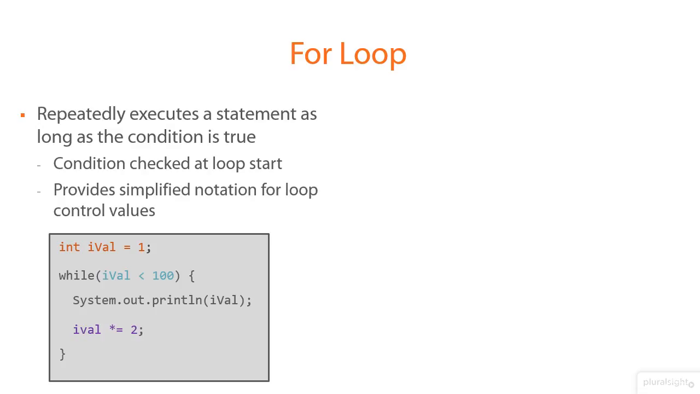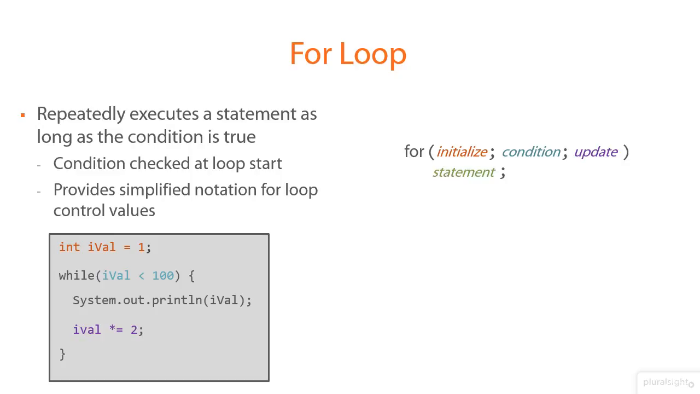So the for loop provides a simplified notation for this scenario. We use the for keyword. Then within the parentheses, we initialize things, we have our condition for being in the loop, and we have a place to update the loop control. And then, of course, that executes our statement.